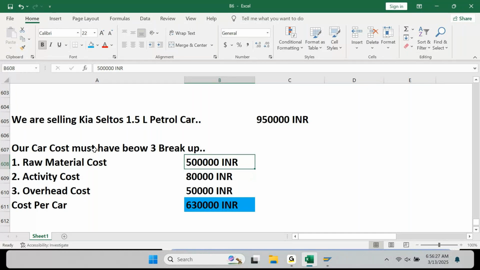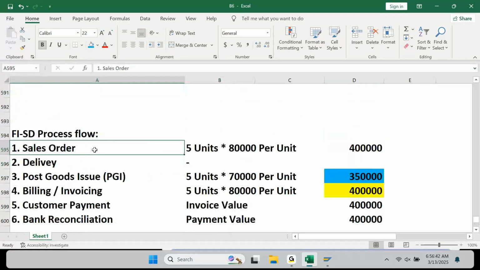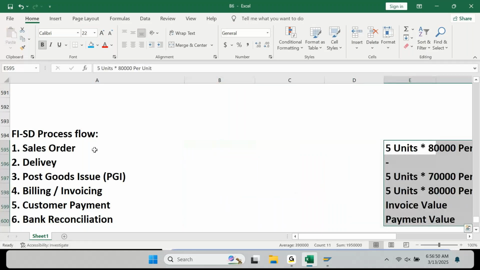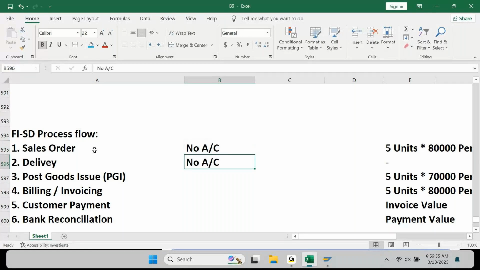They will see when you're talking, are you taking any example and then explaining this, or are you generally explaining? Most of the time, everybody will give a generic explanation for FI-SD integration. When they go to FI-SD integration, they'll say sales order, no accounting entry. Am I right? Sales order, no accounting; delivery, no accounting; PGI, accounting; billing, accounting. This is what we talk in general.